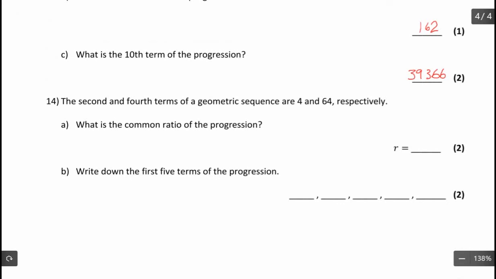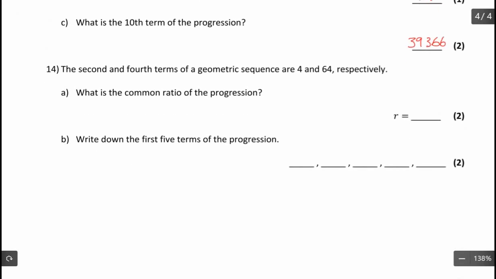Okay. And the final question, the second and fourth terms of a geometric sequence are 4 and 64 respectively. Now I've already noted from question B that they've got spaces for the first 5 terms, so I'm going to write them in there. So the second is 4 and the fourth term is 64. What is the common ratio of the progression? So what are we multiplying by here?